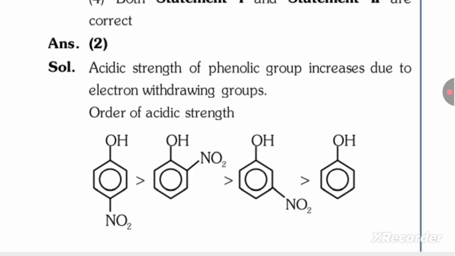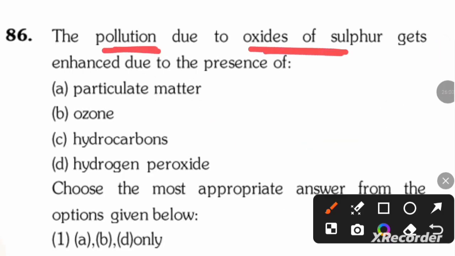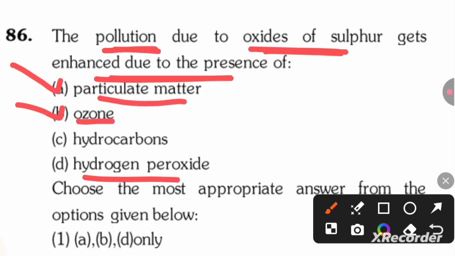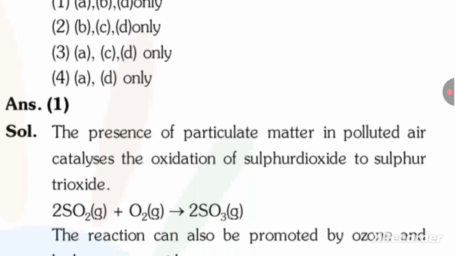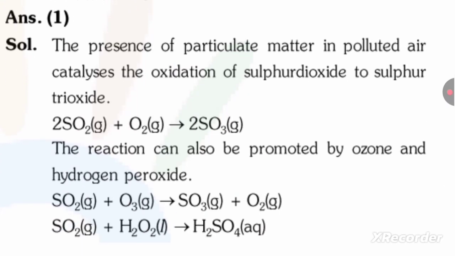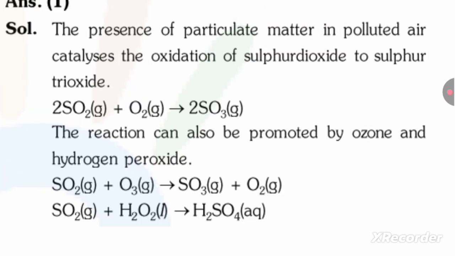The pollution due to oxides of sulfur gets enhanced due to the presence of particulate matter, ozone and hydrogen peroxide. So option 1 is the right answer. The presence of particulate matter in the polluted air catalyzes the oxidation of sulfur dioxide to sulfur trioxide, and in the presence of ozone and hydrogen peroxide also it is responsible for pollution by forming sulfuric acid.